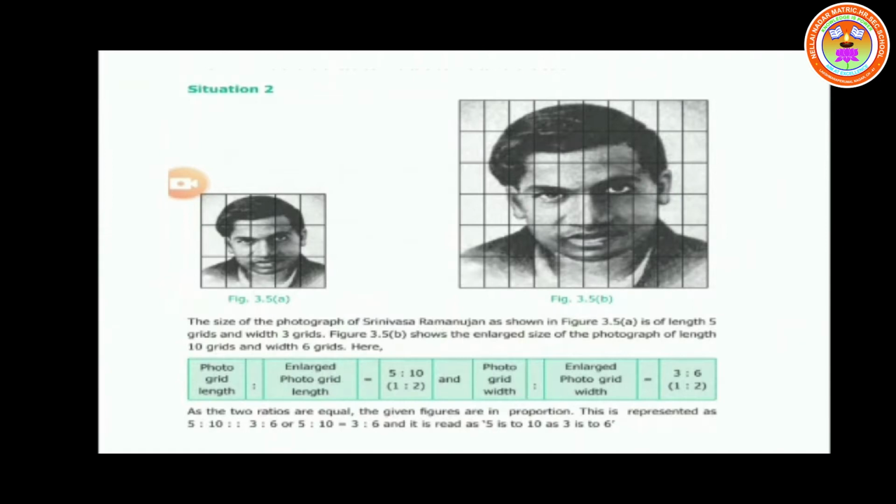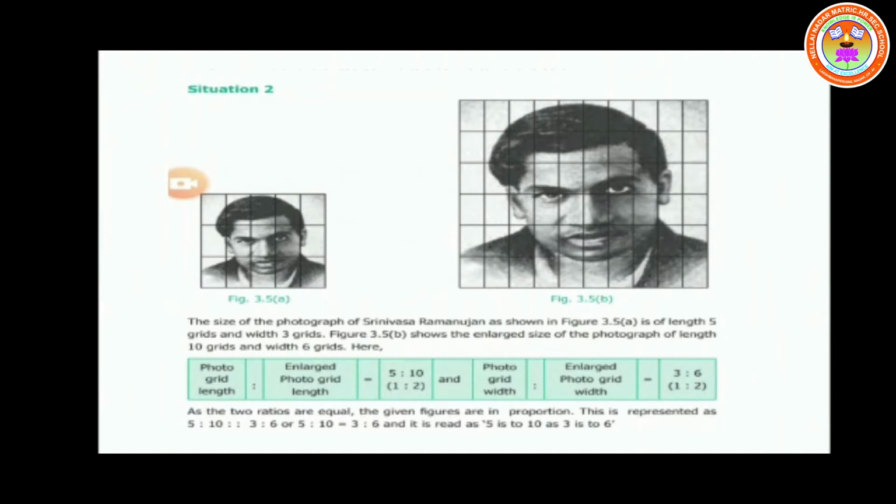The size of the photograph of Srinivasa Ramanujan as shown in figure 3.5A is of length 5 grids and breadth 3 grids. Grids means the boxes they have noted. Figure 3.5B shows the enlarged size of the photograph. Now the length is 10 grids and the breadth is 6 grids.